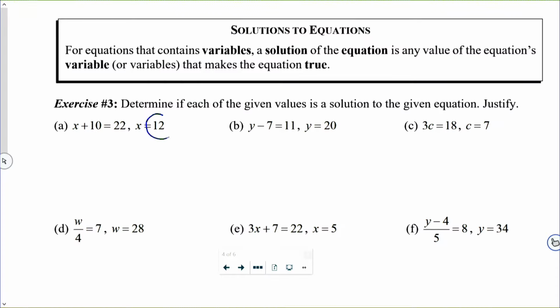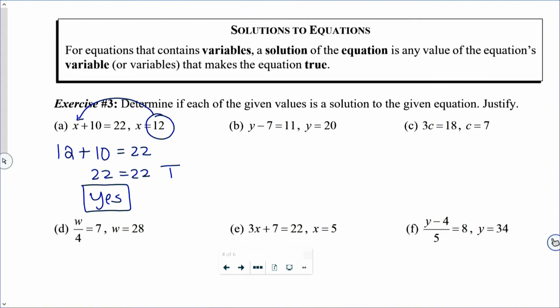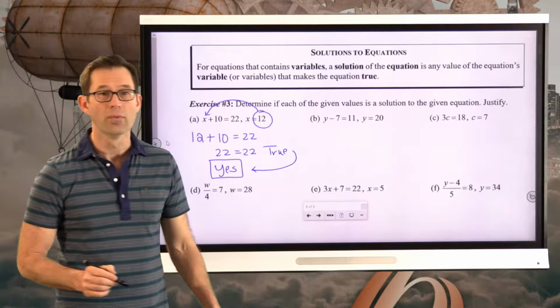I'm going to take my 12. I'm going to substitute it into the equation. 12 plus 10 is equal to 22. 22 is equal to 22. That's true, so the answer is yes. The question is, was it a solution? The answer is yes, because it made the equation true.